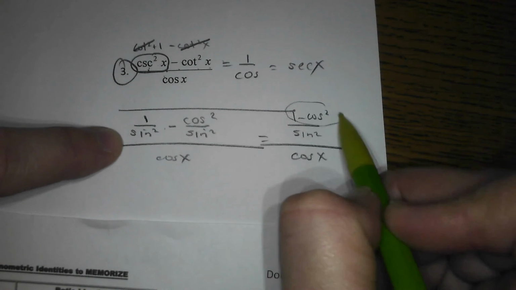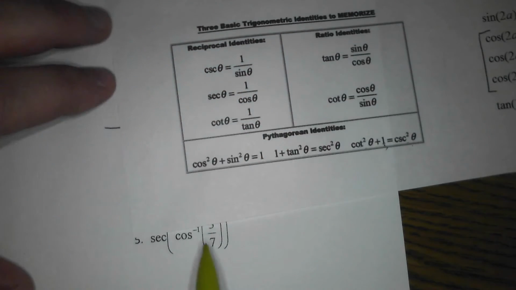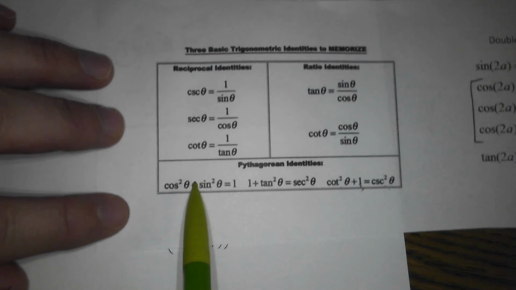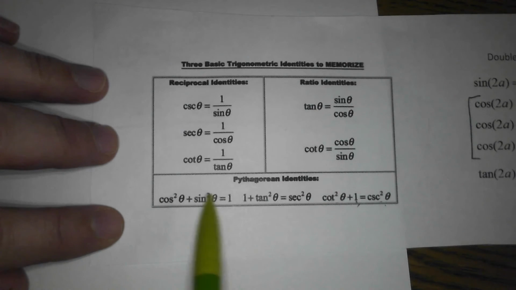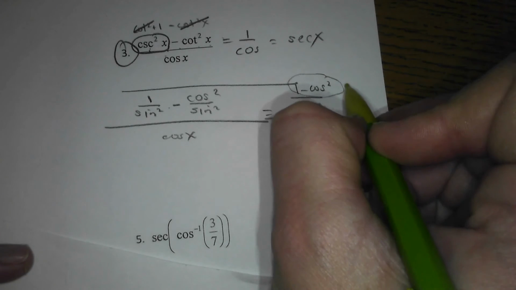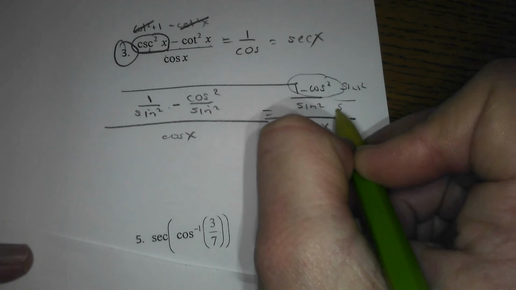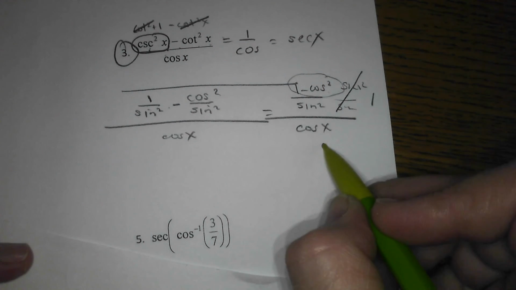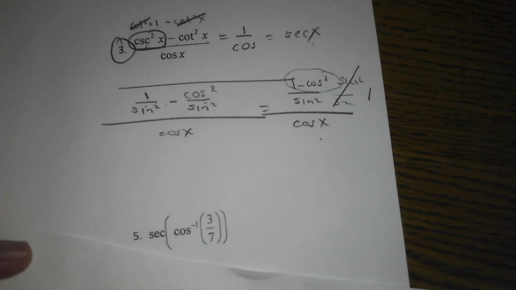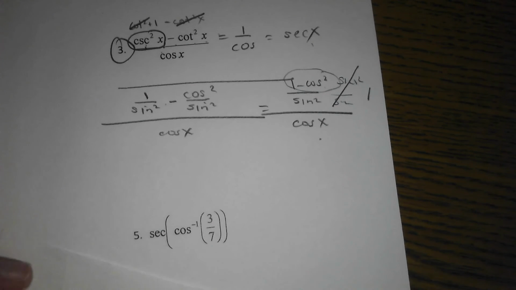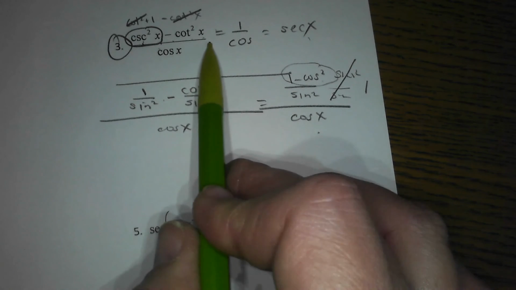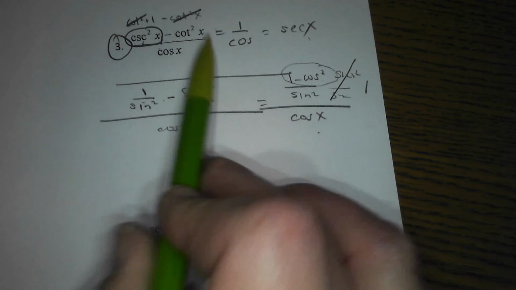And 1 minus cosine squared is going to be the same as what? Sine squared. So you'd replace that with sine squared over sine squared, which would just be 1 over cosine, which is secant. It's just a lot uglier if you don't recognize that Pythagorean identity that we did the first time.